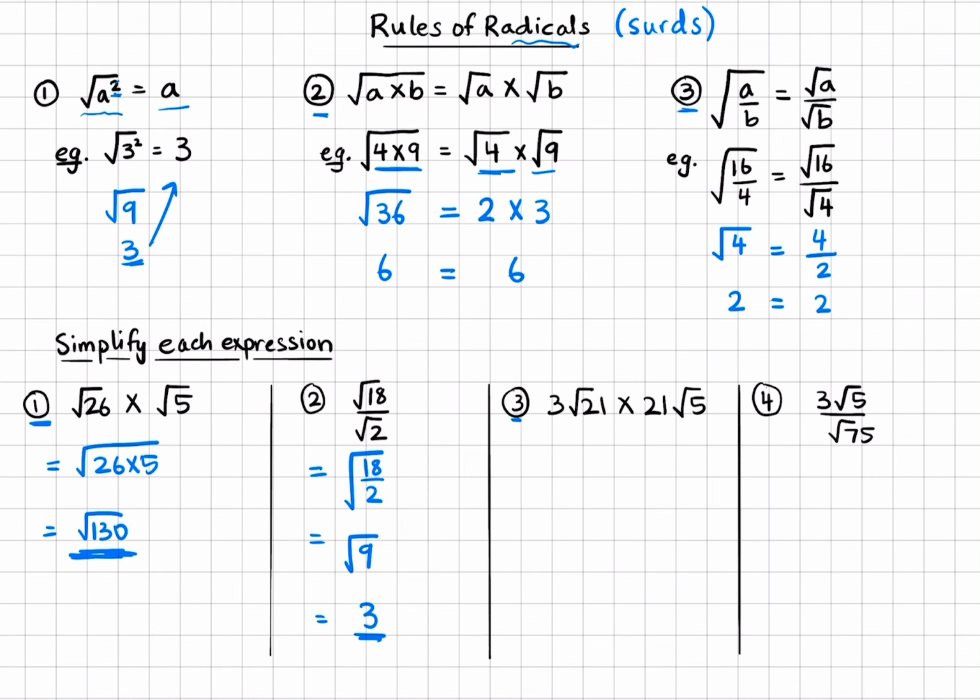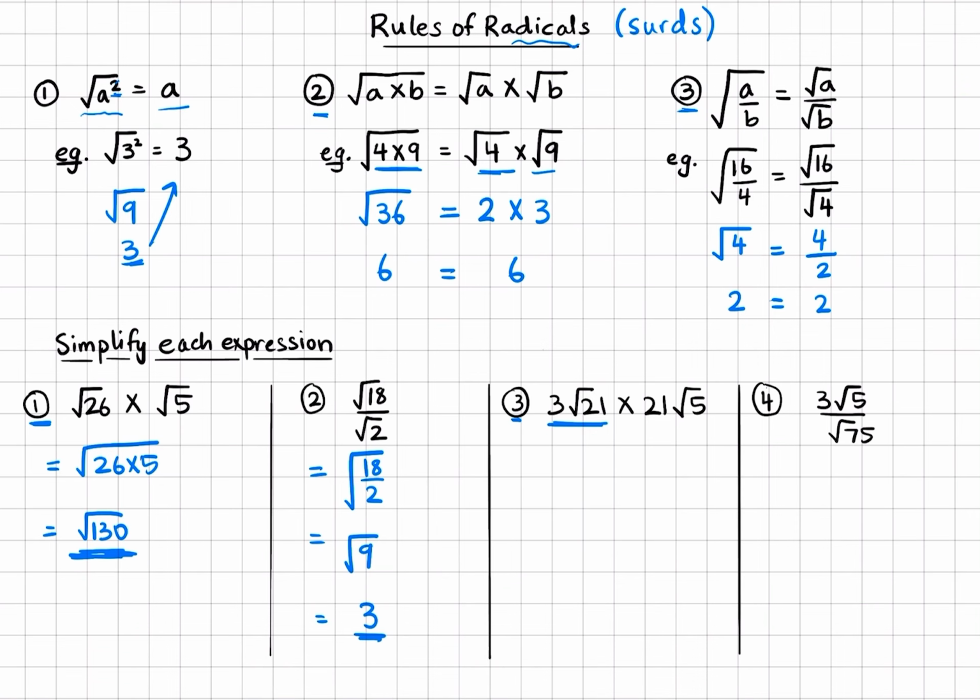Okay, third one. 3 square root 21 multiplied by 21 square root of 5. Now, what does it mean to have a number and a number in a square root right next to each other like that? Very simple, it just means they're multiplied, okay? We just remove the multiplication sign and we just write them next to each other. That's all.